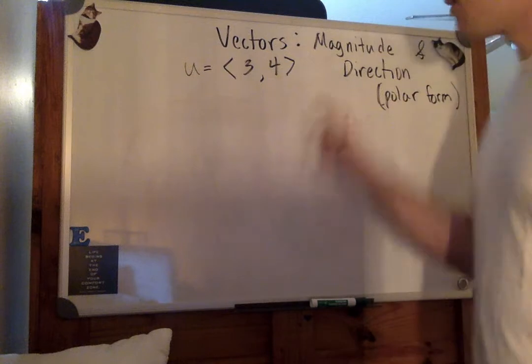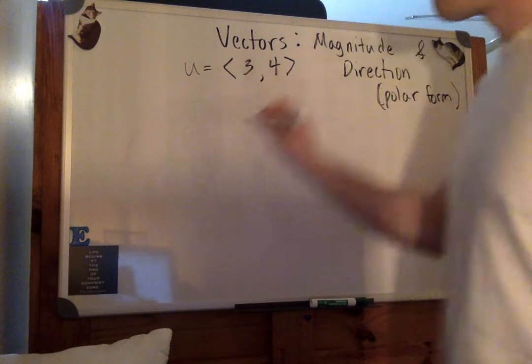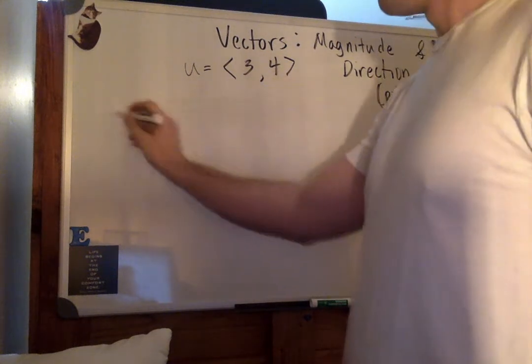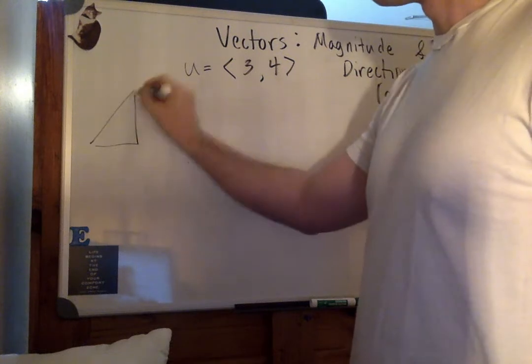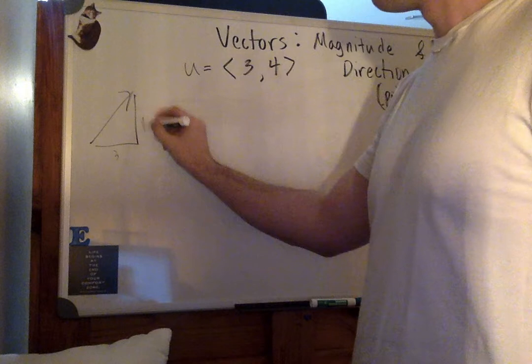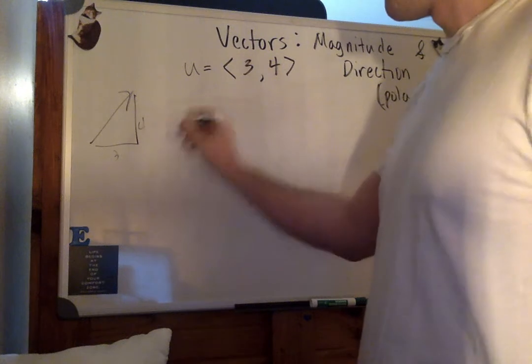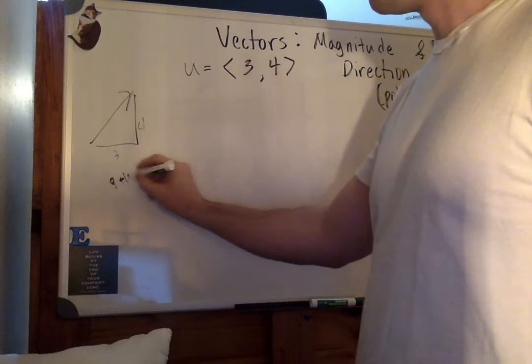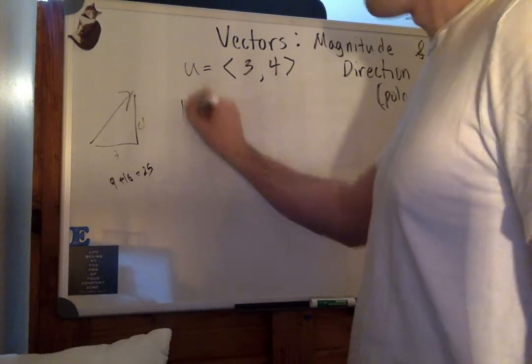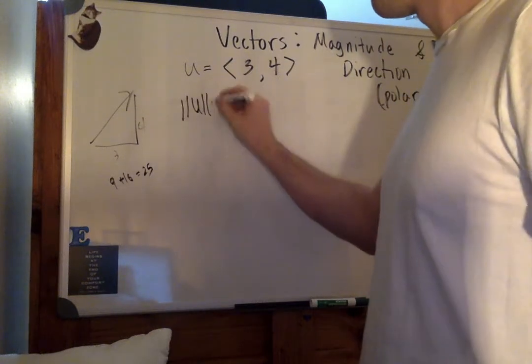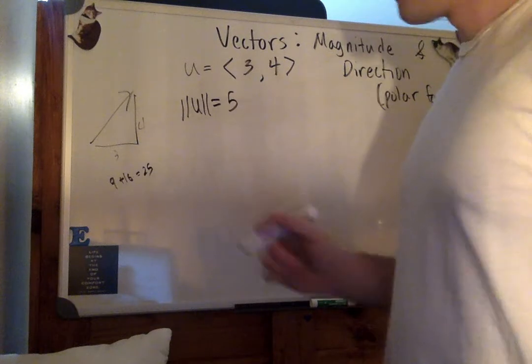So what that looks like is this. First, you've got to find the magnitude. And we've done this one already, but just as a quick reminder, Pythagorean theorem. So if it's 3, 4, the arrow looks like this: 3 squared plus 4 squared. That's 9 plus 16 equals 25. The square root of 25 is 5. So the magnitude of u is equal to 5.